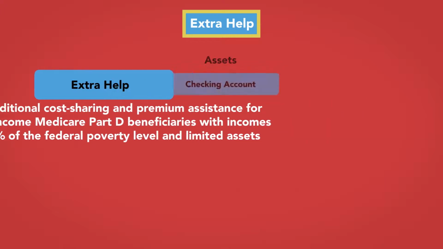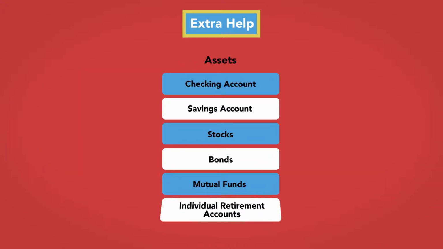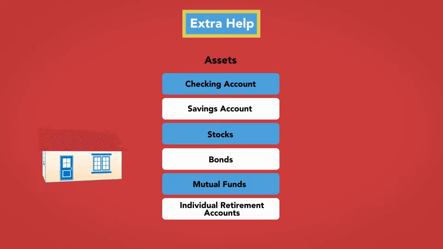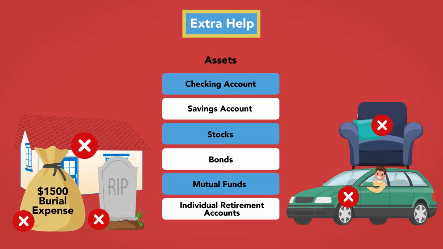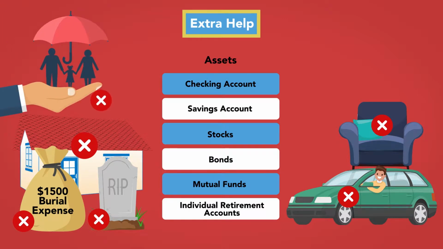Assets include money in a checking or savings account, stocks, bonds, mutual funds, and individual retirement accounts. Assets do not, though, include a home, car, household items, burial plots, or up to $1,500 per person for burial expenses or life insurance policies.